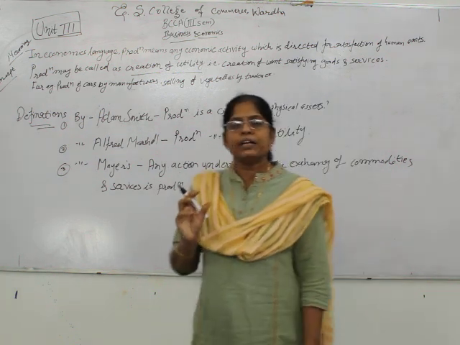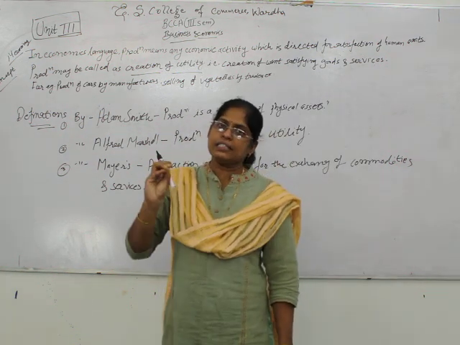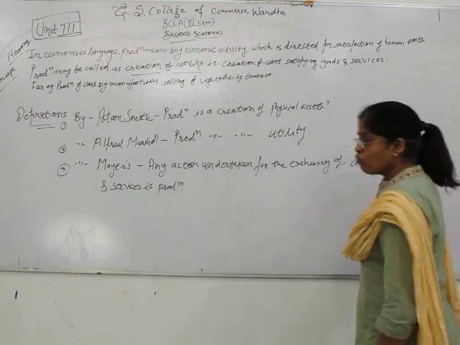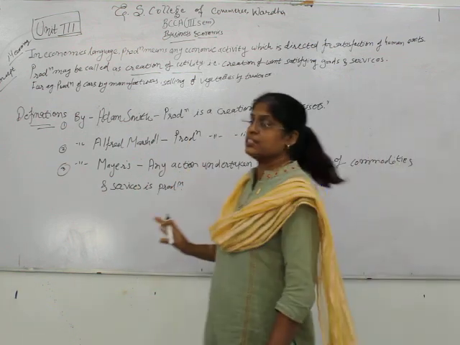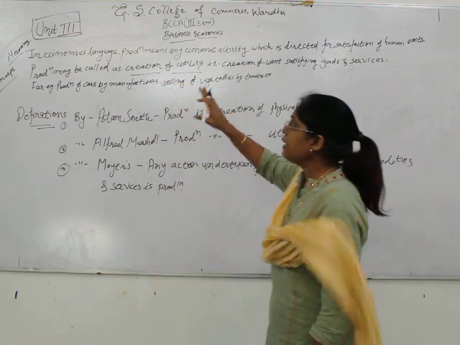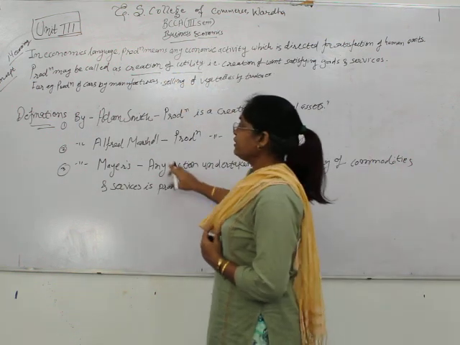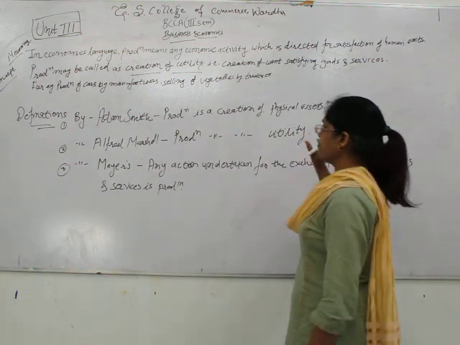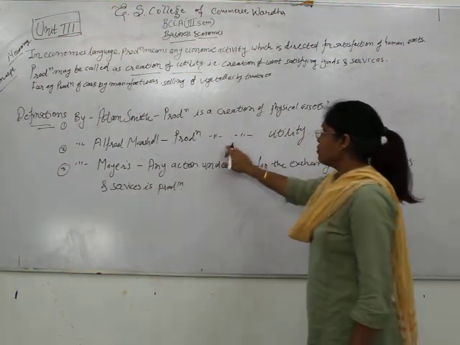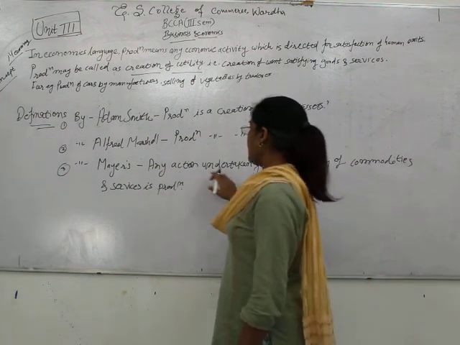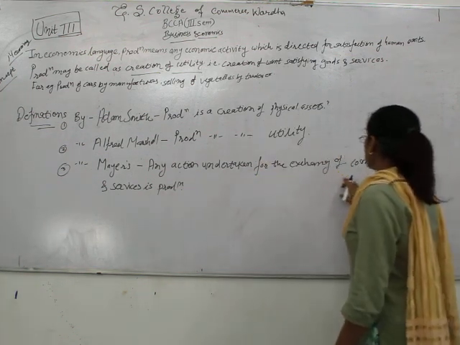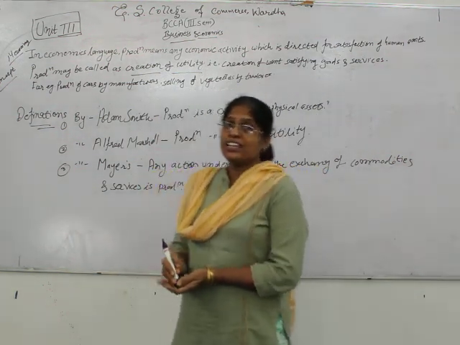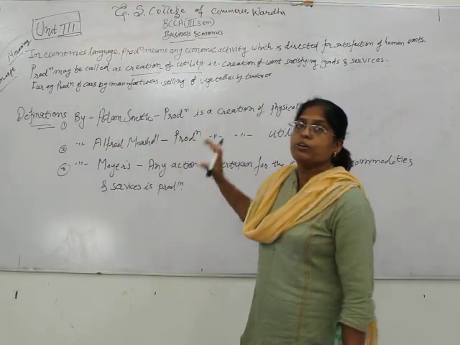So what you need to remember is the meaning of production. Production is nothing but a creation of utility. Then it is said that it is a creation of want satisfying goods and services. Okay, so this is the meaning and concept of production. Then we have seen the definitions. All these three definitions are single line definitions. Production is a creation of physical asset. Production is a creation of utility. Any action undertaken for the exchange of commodities and services is production. So this is the concept or introduction to the word production.